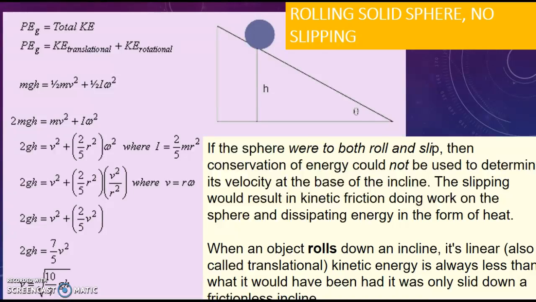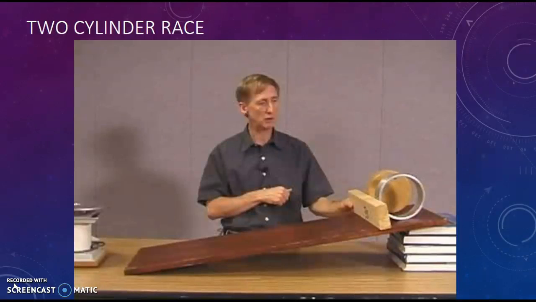So when an object rolls down an incline, note that its linear kinetic energy is always less than what it would have had if it only slid down a frictionless incline. And that's obviously because some of the kinetic energy is converted into rotational kinetic energy. In class we'll look at a couple of cylinders, and see what happens dependent on whether the cylinder is solid or hollow. What do you think will happen? Which one will win the race?